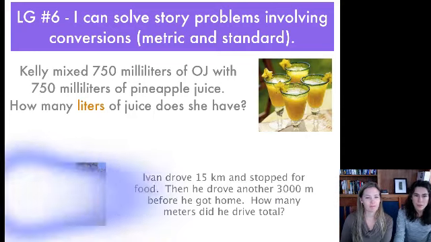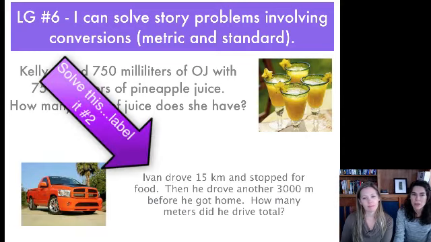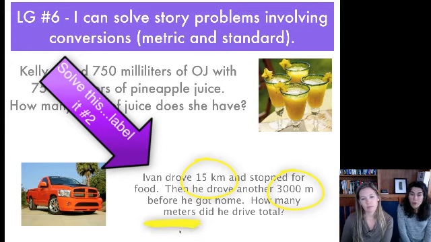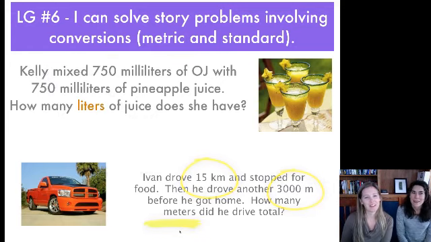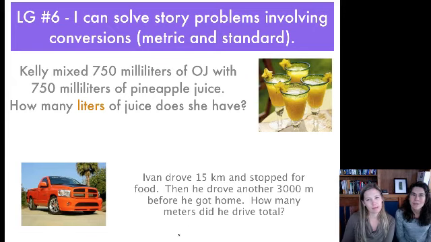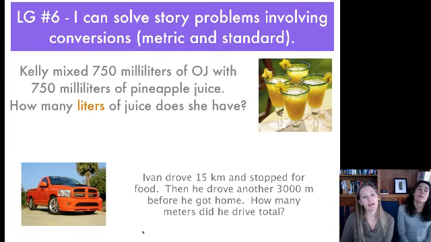Then we have Ivan here who has a pretty nice truck that he wants to drive around. He drove 15 kilometers and stopped for food. Then he drove another 3,000 meters before he got home. How many meters did he drive total? So think about that. Write those conversions down and how you solve these problems, and we'll be ready to share tomorrow. And label this 1. And Ivan is number 2. Yes. Good luck.